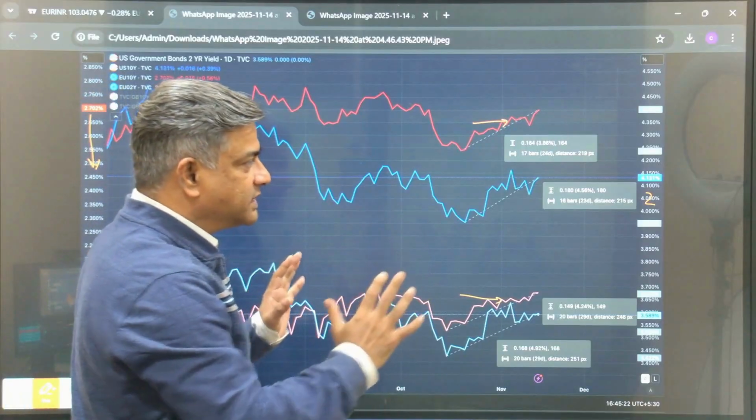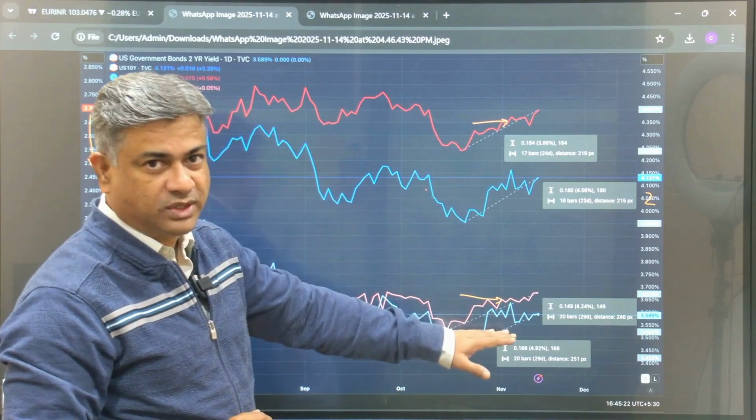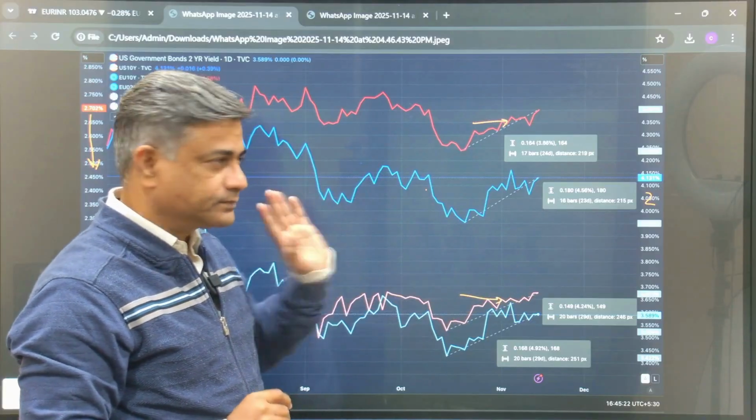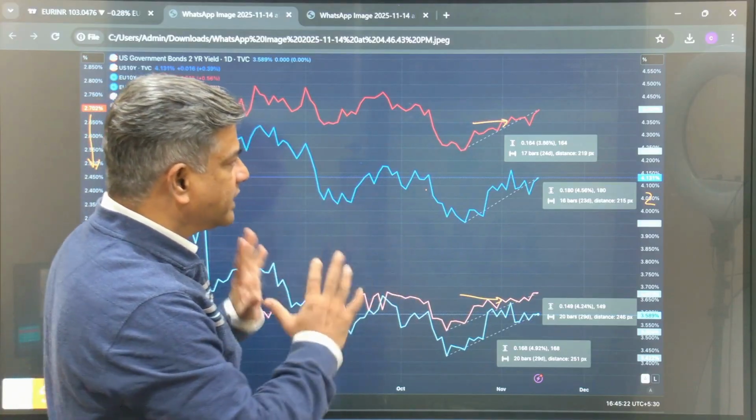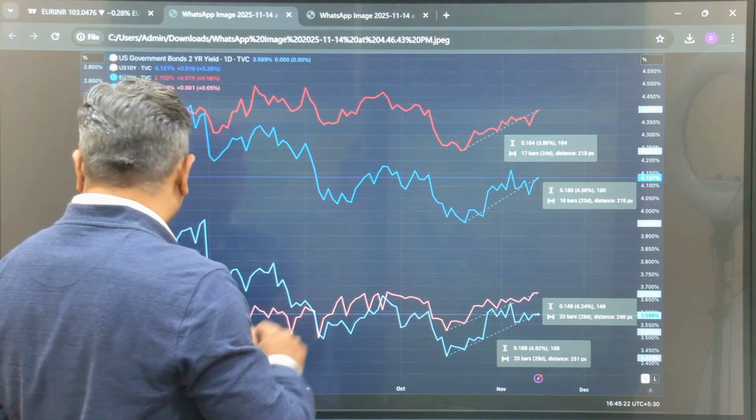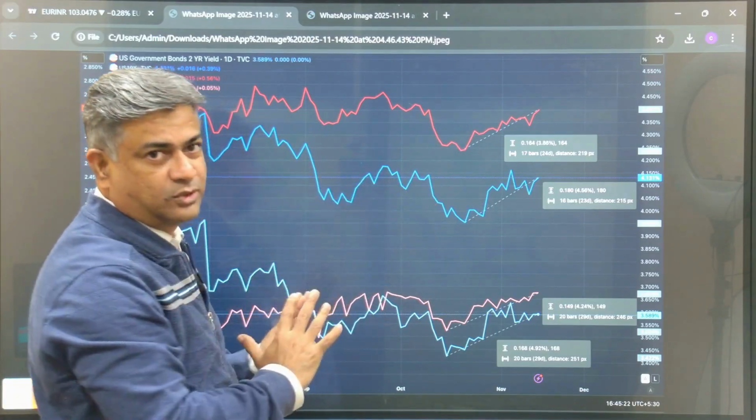US yields are dark blue and light blue. This is the 10-year, this is the 2-year, and European yields are the dark red and the light red. Let me just clean this up. If you look at it, all the yields have gone higher. Let's first look at the US yields.